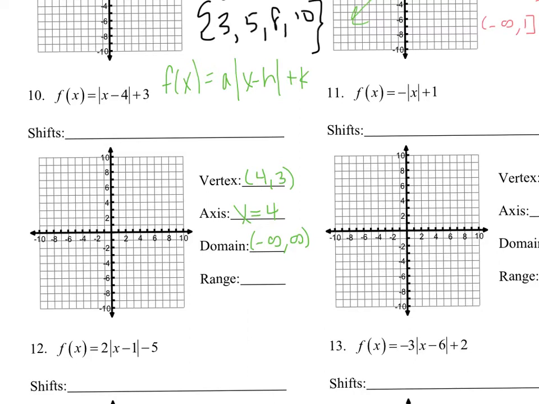And the range is going to start at the y value of the vertex. And if a is positive, it goes to positive infinity. If a is negative, it comes up from negative infinity. So basically, if your graph opens up, it's going to start at the k value, or the y value of the vertex, and go to positive infinity. If your graph opens down, the range is going to come up from negative infinity and then stop at k. So our vertex is 4, 3.